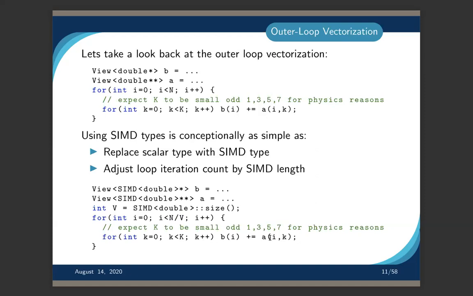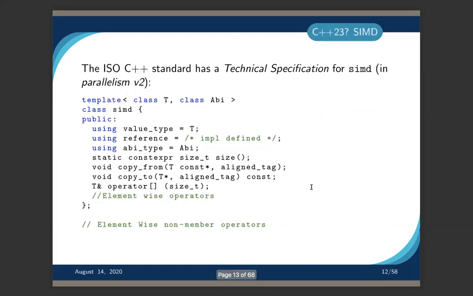The only thing you have to take care of is that hopefully the layout of A was such that this was kind of okay. But that's the principle, the idea, right? And that looks much nicer than introducing a team vector loop in there.